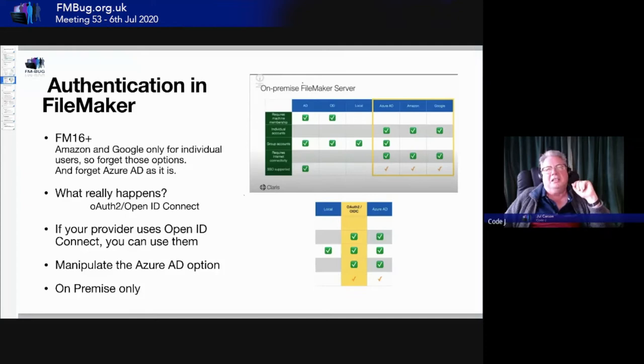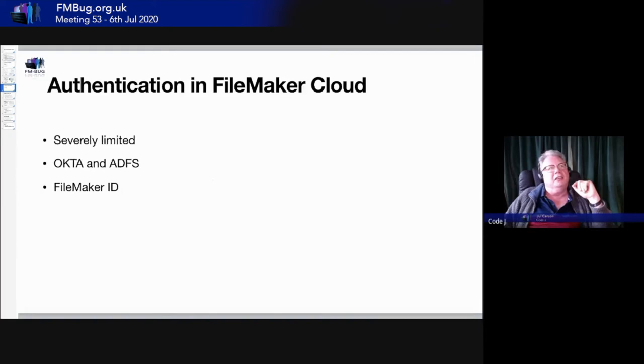What Wim was talking about is using the structure within the Azure AD authentication provided by FileMaker and manipulating that to use anything that is capable of using OpenID Connect. And this really applies at the moment to on-premise only. Authentication in FileMaker Cloud 2 at the moment is limited to Okta and ADFS. But it does have FileMaker ID, which I don't know if they're going to move both ways with that. It'll be interesting to see.